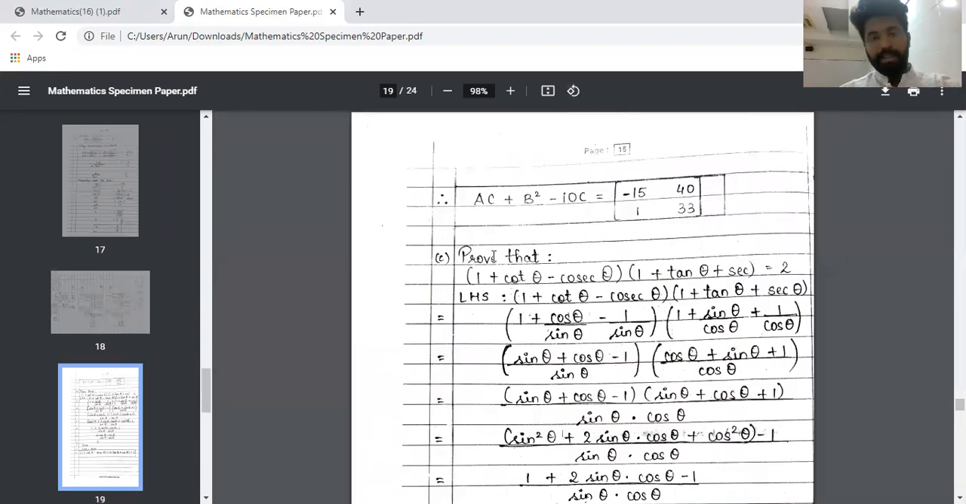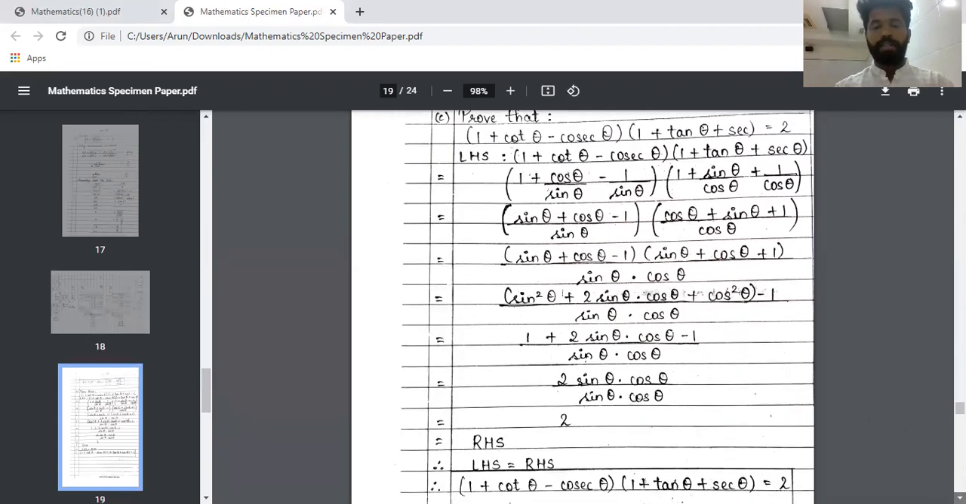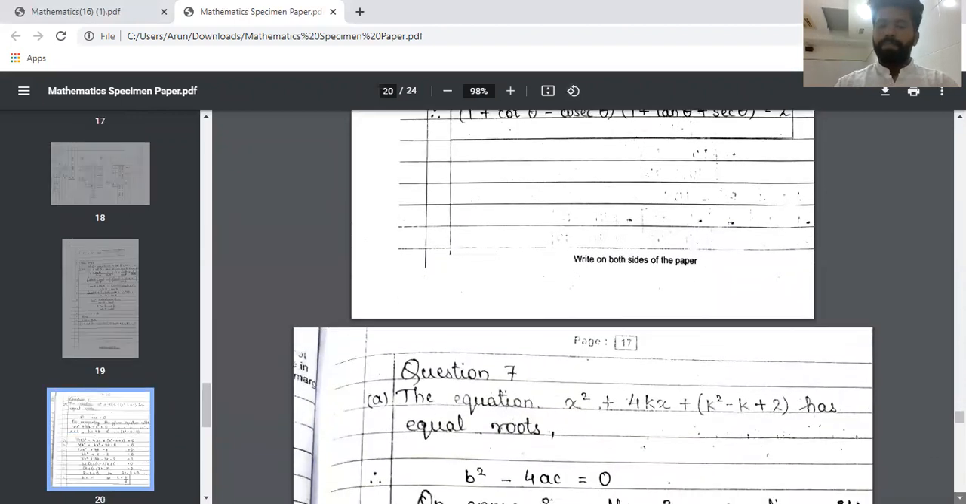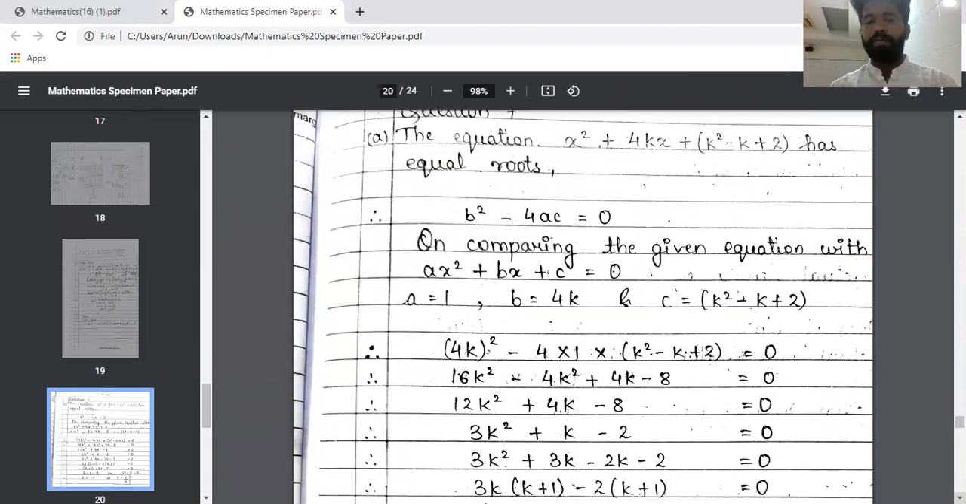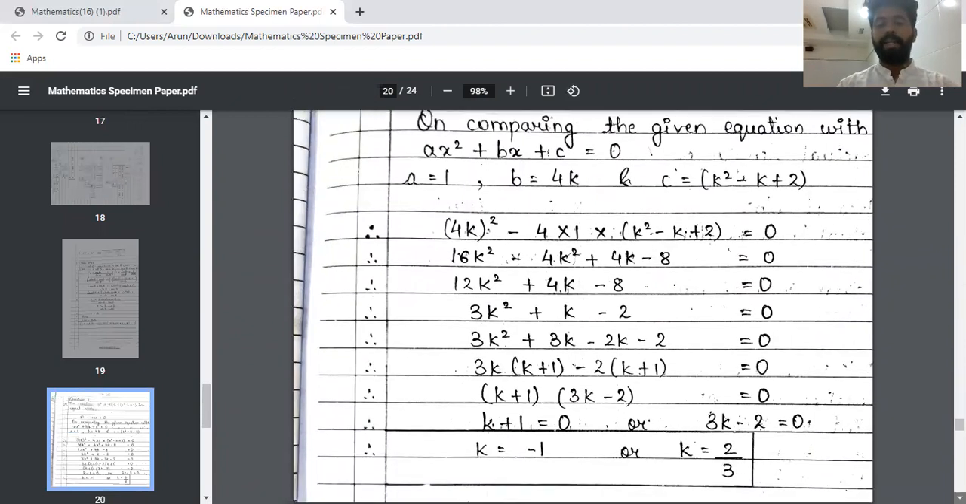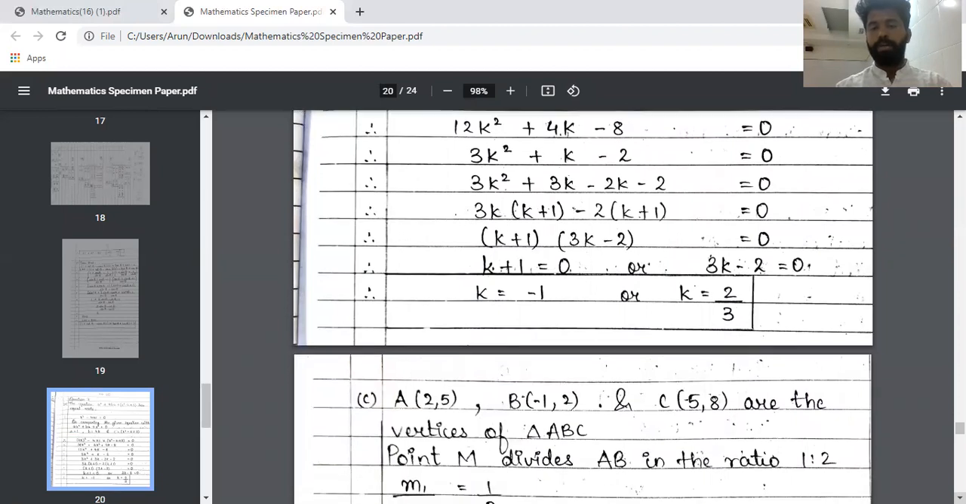Then next is again a sum from trigonometry. Prove that का sum है. Started from LHS. Then उसके बाद converted into primary ratios, taken the LCM properly, done all the steps. Then when that came equal to RHS, then LHS is equal to RHS and hence proved. Then the next equation, they're using nature of roots. So A, B, and C likha properly, substituted the values correctly, equated them to be equal to 0 and found out the values of K correspondingly.